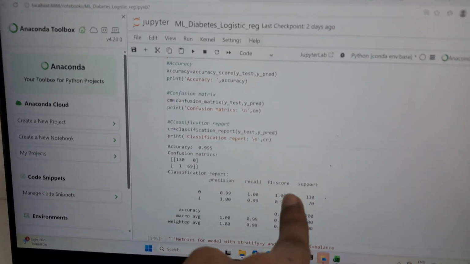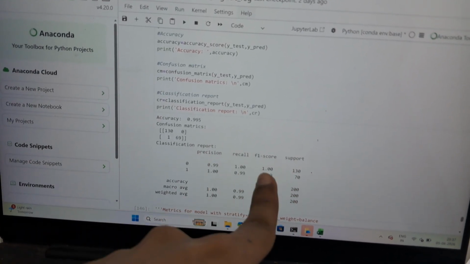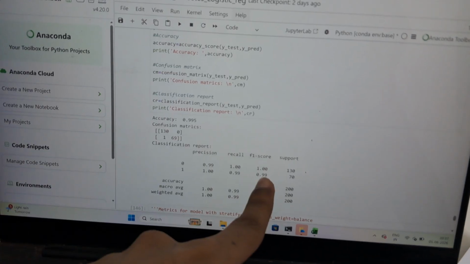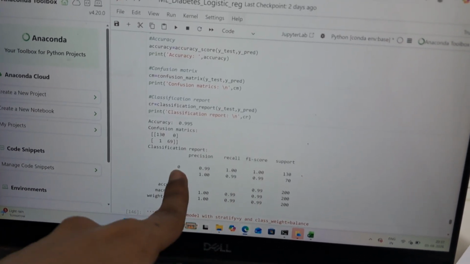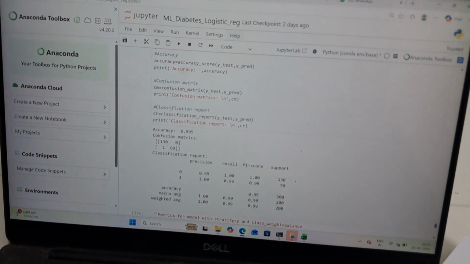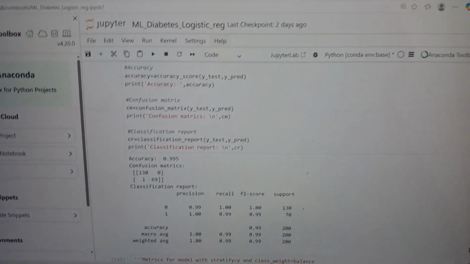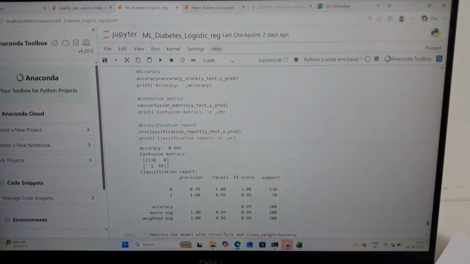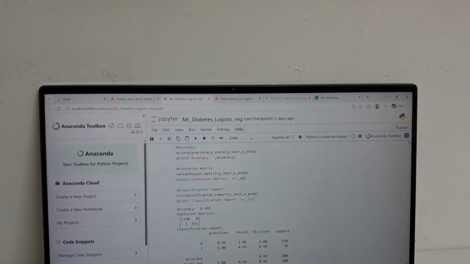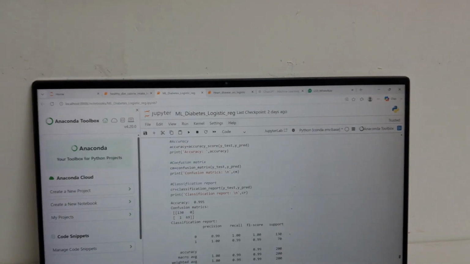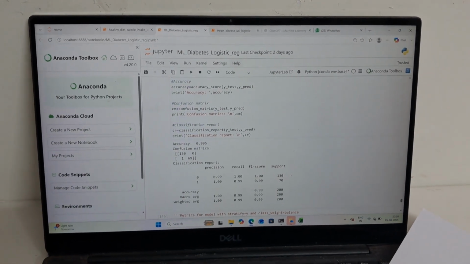If F1 score for class 0 is 100%, then it is 100% sure in predicting non-diabetic. But if class 1 is 0.02 or 0.3 or 0.5, means F1 score is less for class 1, means it is less in predicting diabetic. If your F1 score is less for class 1 or any of the class, then your model is not 100% sure. I mean, it is not perfect in predicting that particular class. Then your model is not perfect even if your accuracy is more.